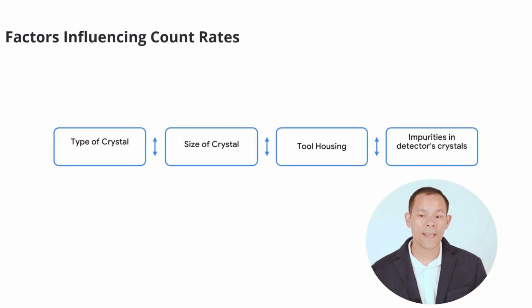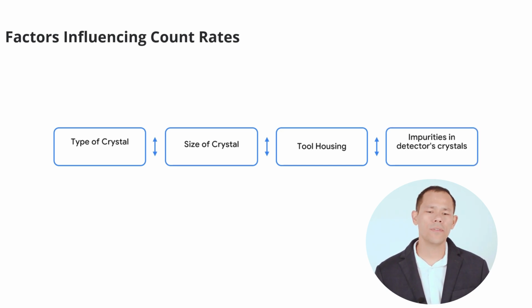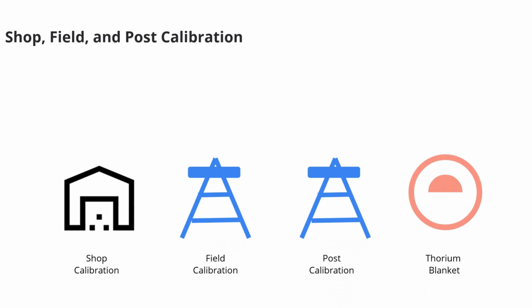For sure, count rates can vary due to factors like the type and size of scintillation crystals, tool housing composition, and even minor impurities in the detector crystals. But still, a good working gamma ray tool will show the same responses every time it passes through the same formation. For anyone involved with field operations, please know that gamma ray tools must be calibrated at the shop, verified at the well site before running in the hole, and checked again after logging to ensure proper functioning.